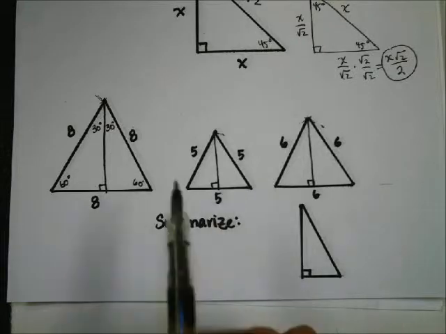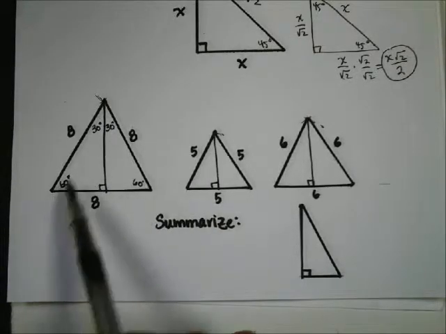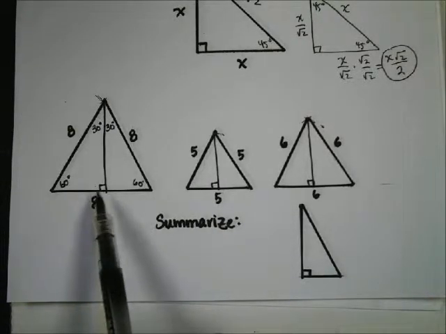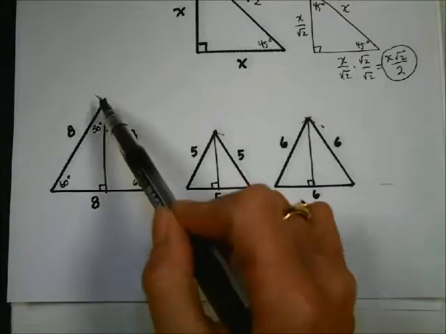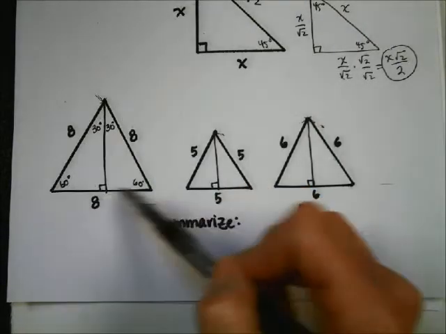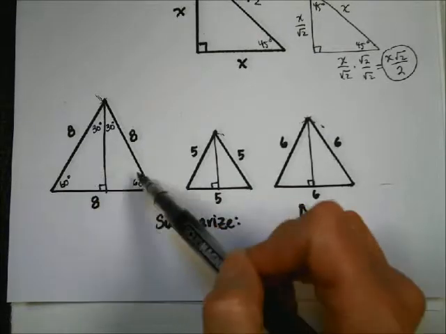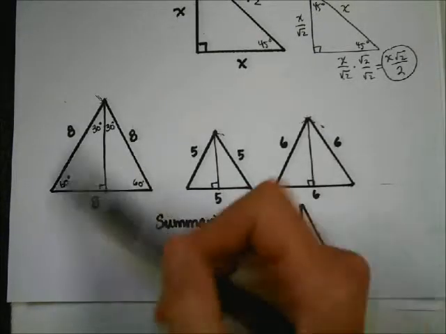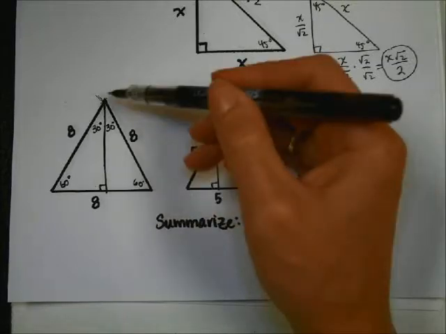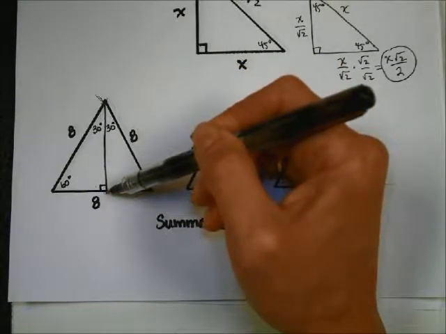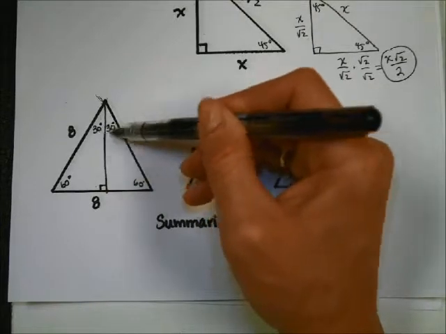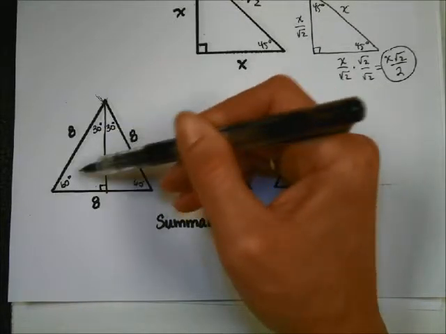Alright, and then lastly, what we talked about then was the 30, 60, 90 special right triangle. Basically what we do is we create an equilateral triangle, obviously the sides are all the same. We draw straight down the middle the altitude of the triangle, which cuts this angle in half and makes 30s. This one is a 60.